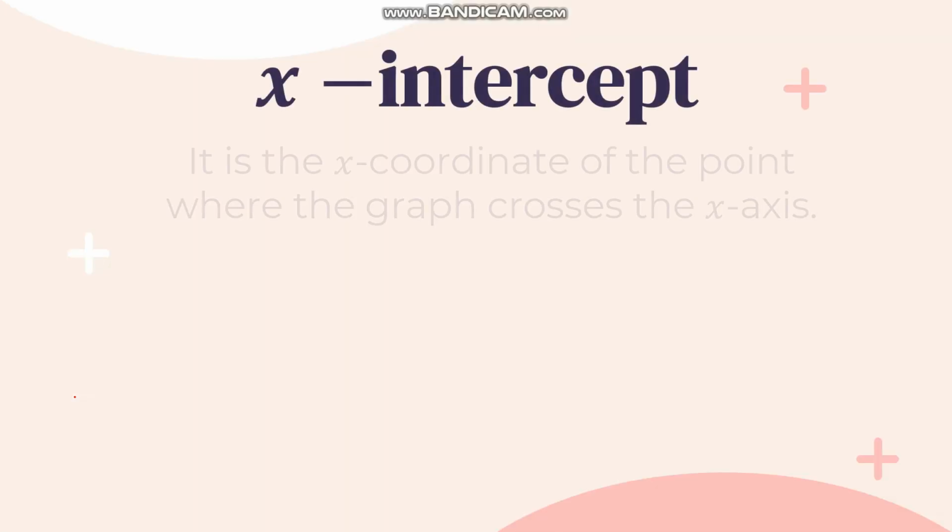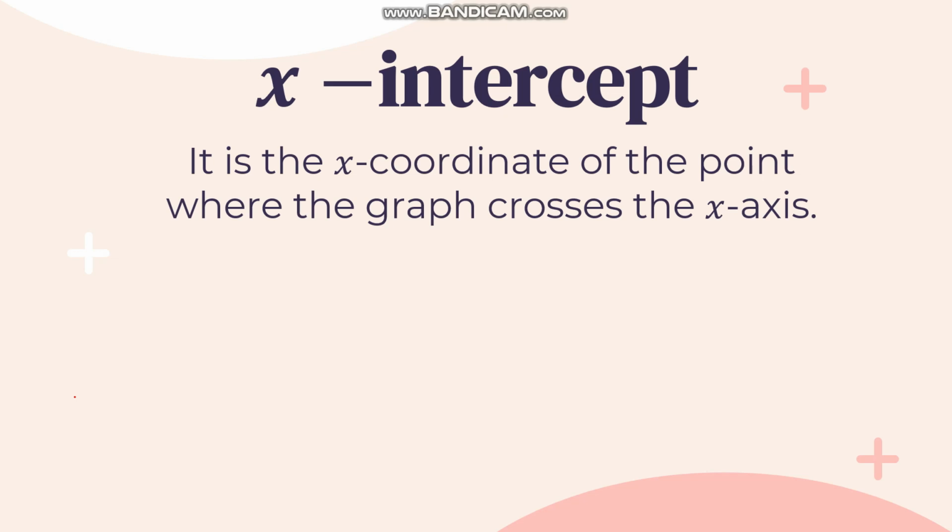First, we have the x-intercept. It is the x-coordinate of the point where the graph crosses the x-axis. So let's say we have a Cartesian plane, and let's say we have this line right here. For example, this point of intersection of the graph and our x-axis will give us the x-intercept. Again, we have to identify what value of x, or what is the x-coordinate of the point where the graph crosses the x-axis.